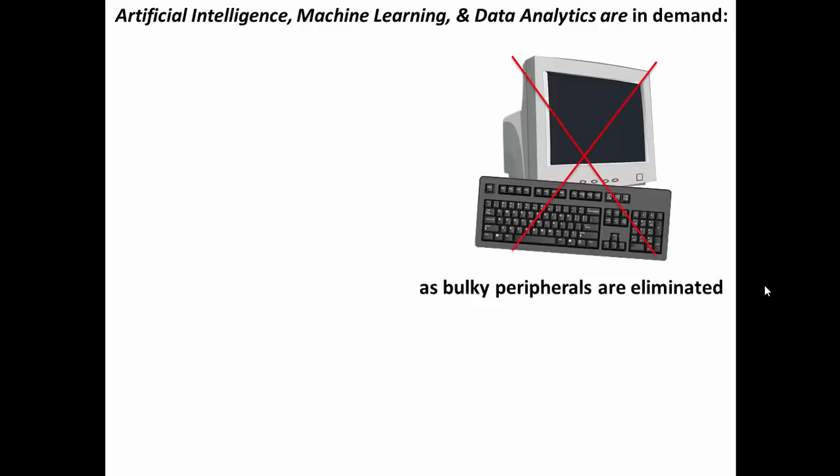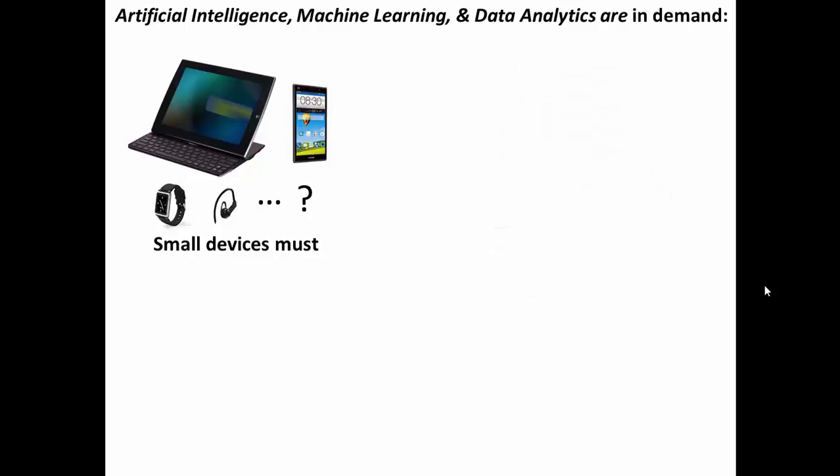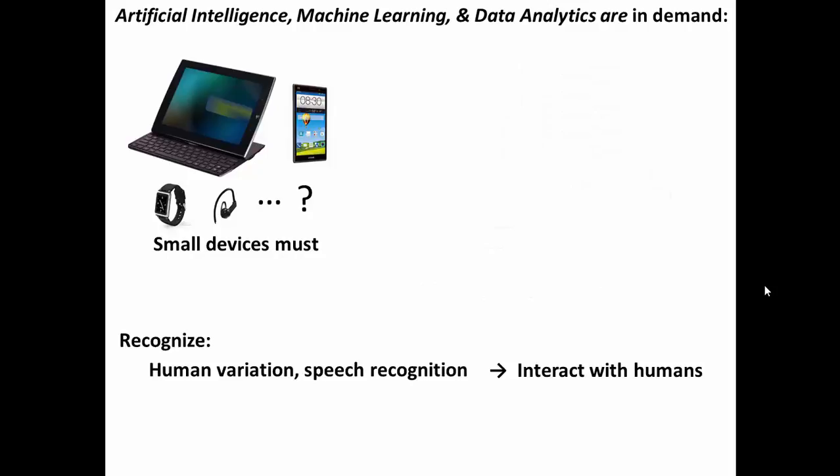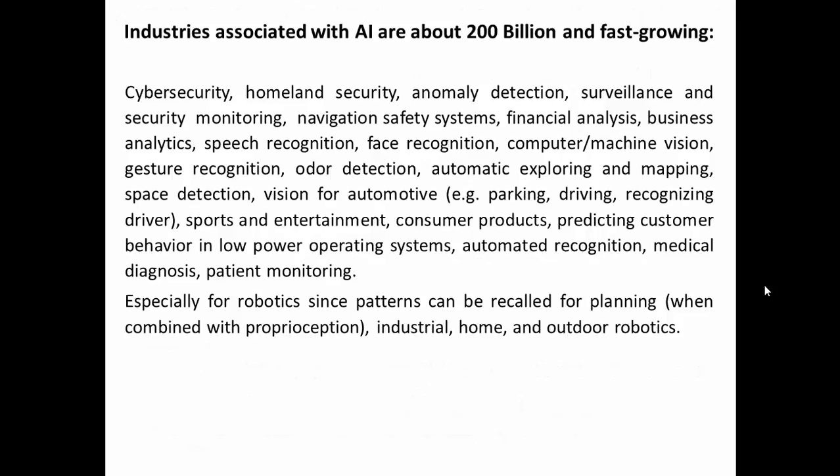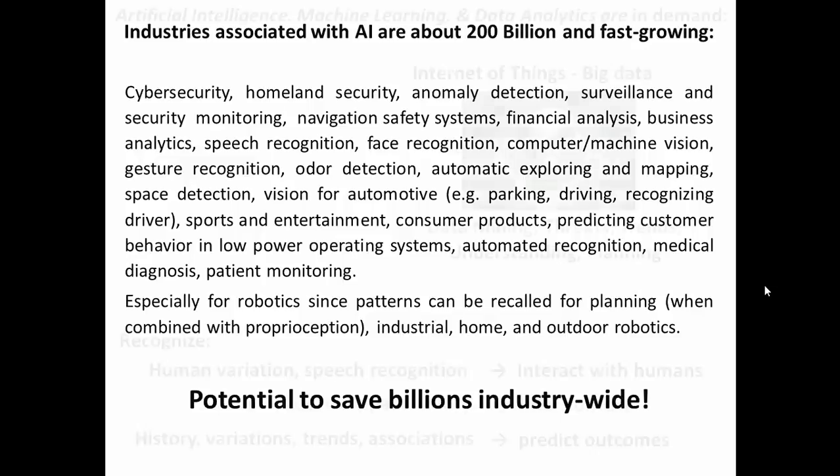Artificial intelligence and machine learning is becoming more and more in demand as bulky peripherals are eliminated and devices become smaller and smaller. These devices use AI to interact with humans directly, infer context, and as the internet grows, more and more data comes in, which is harder to process, and AI is used for that as well. Moreover, the AI industry is 200 billion and fast growing with hardware and software with many applications.